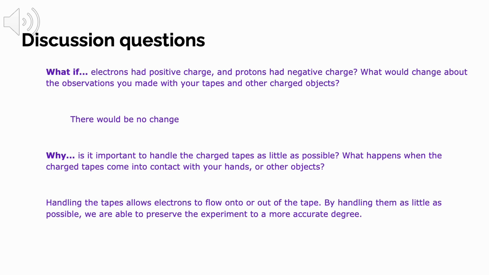Next, why is it important to handle the charged tapes as little as possible? What happens when charged tapes come in contact with our hands and other objects? Well, handling the tapes allows electrons to flow out of the tape and into our hands. By handling them as little as possible, we are able to preserve the experiment to a more accurate degree.